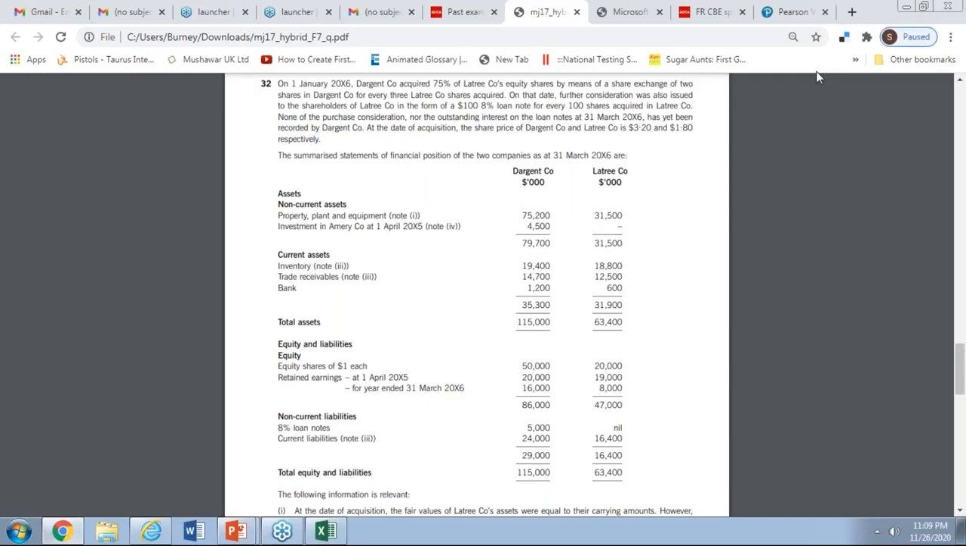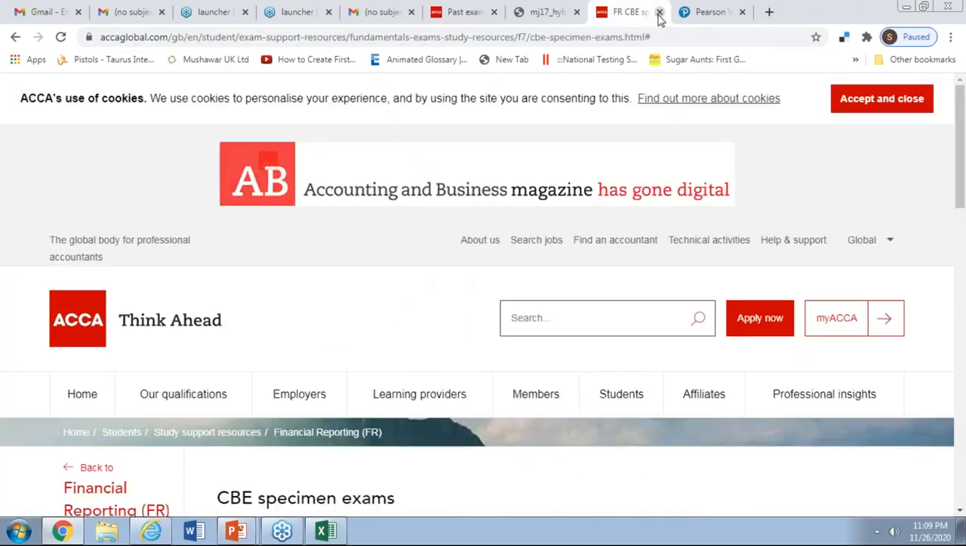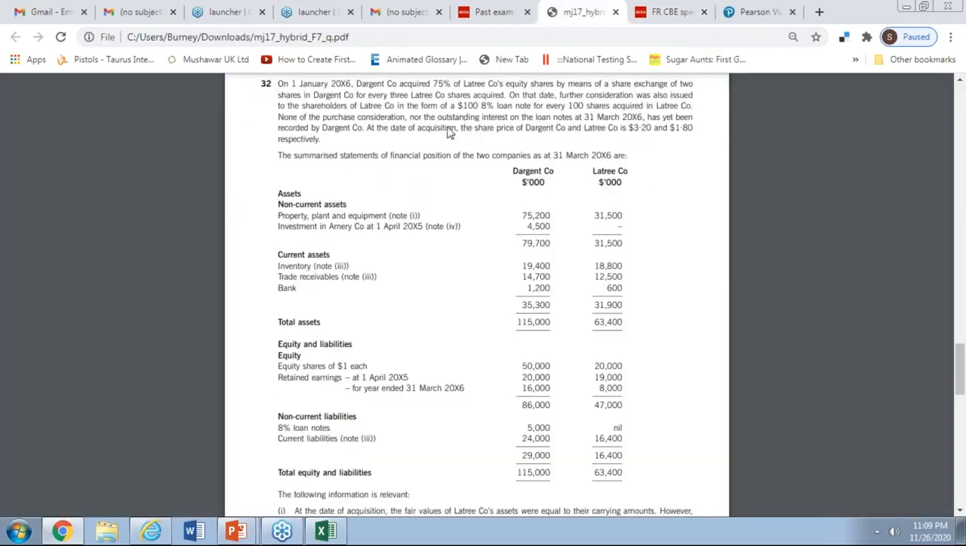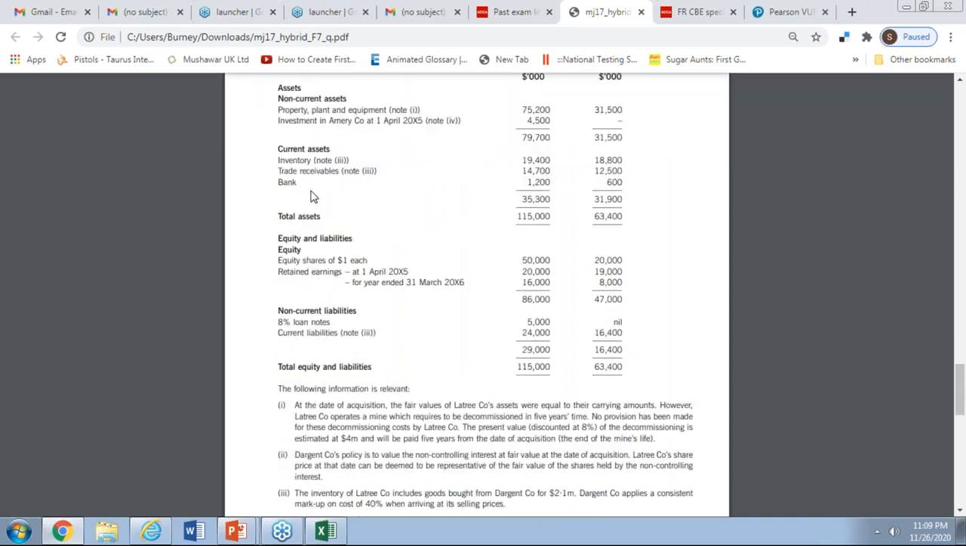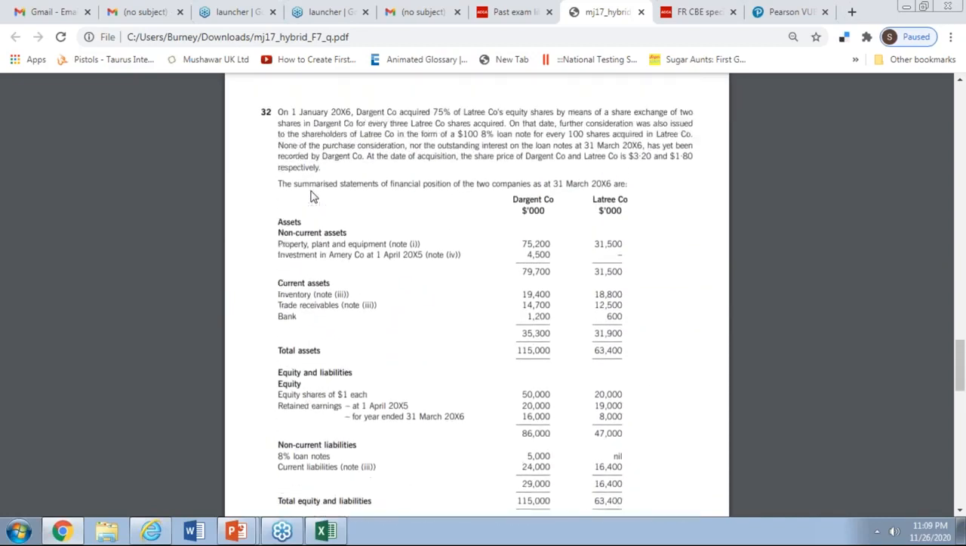Okay, students have opened the constructive response workspace. So now just read the question, and I'm giving you just 1 minute to calculate the cost of investment of this question. You only have 1 minute to calculate the cost of investment.